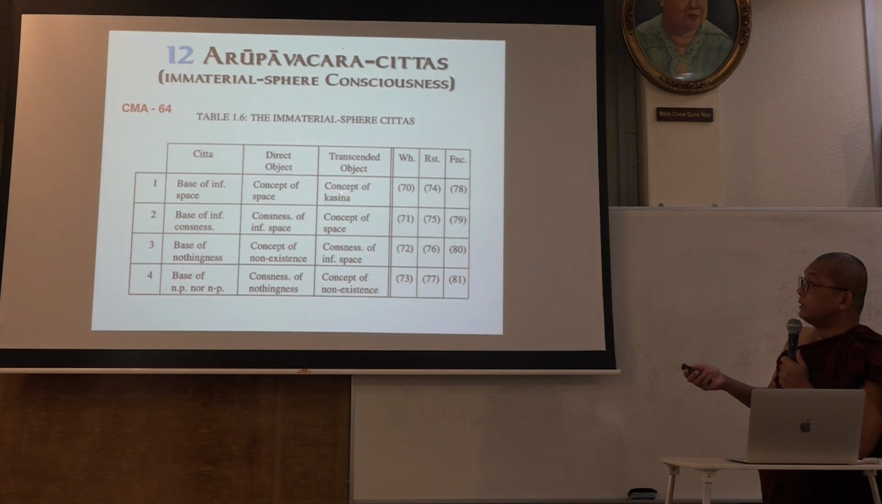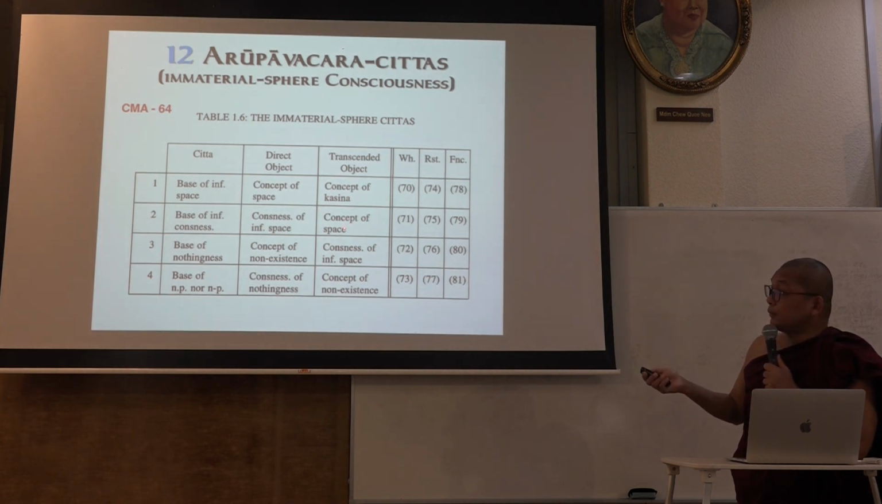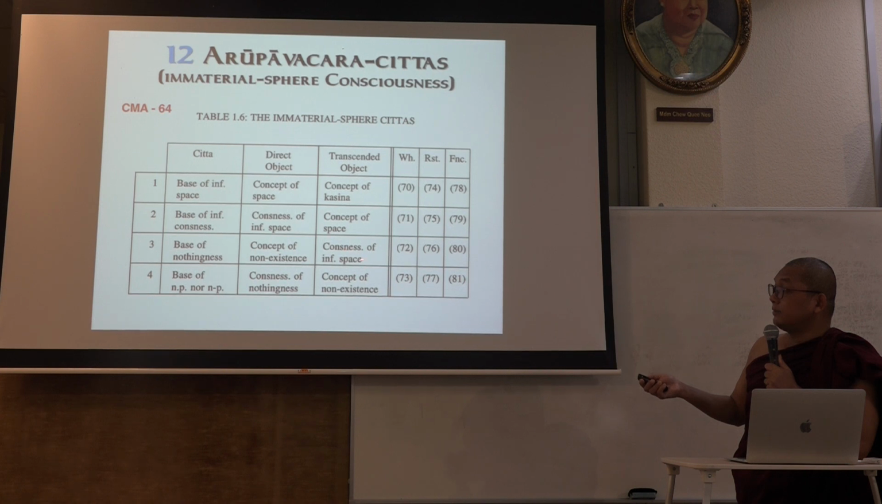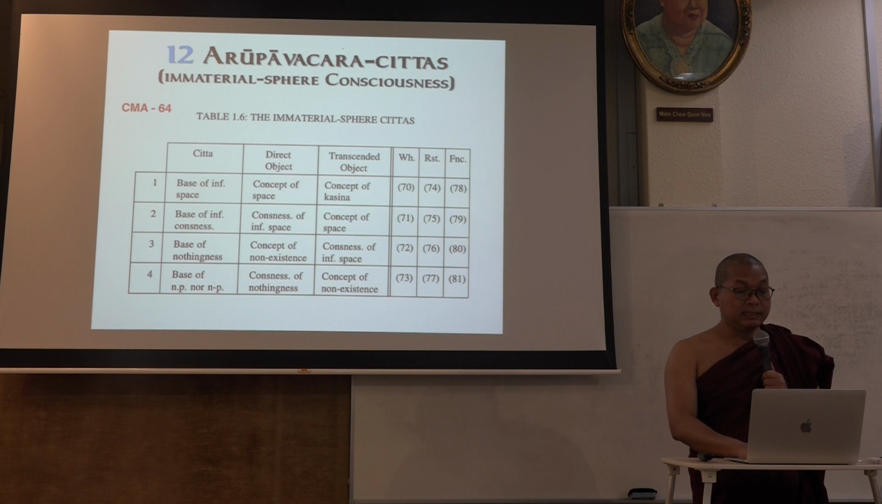So when you want to attain the first jhana, you need to transcend or overcome the concept of kasina. Later you will know it. Then when you want to attain the second jhana, you need to transcend the concept of space. Then for the third jhana, you need to transcend consciousness of infinite space. And for the fourth jhana, you need to transcend or overcome the concept of non-existence. So these are the 12 arupa vachara chaitas. We'll study in detail.